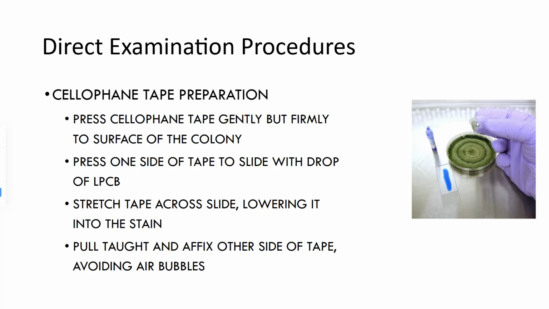So here you can see the tape that's wound around the finger of this tech. Then they would put that tape directly on top of the LCB stain on the slide, and they would just kind of move apart the tape to fix it down flat to the slide, and then they're going to look at it under the microscope, and the tape serves as the cover slip.